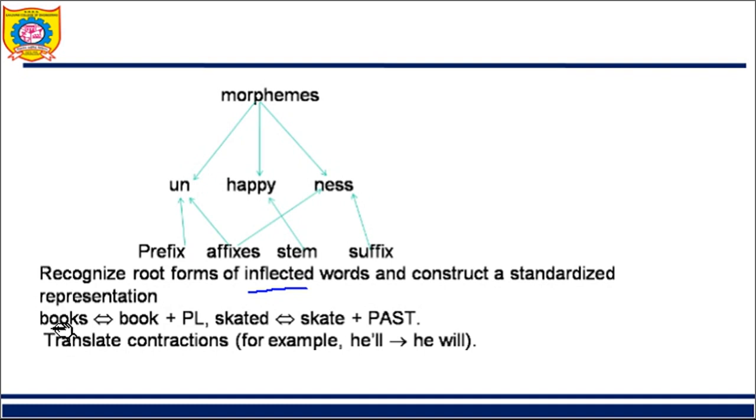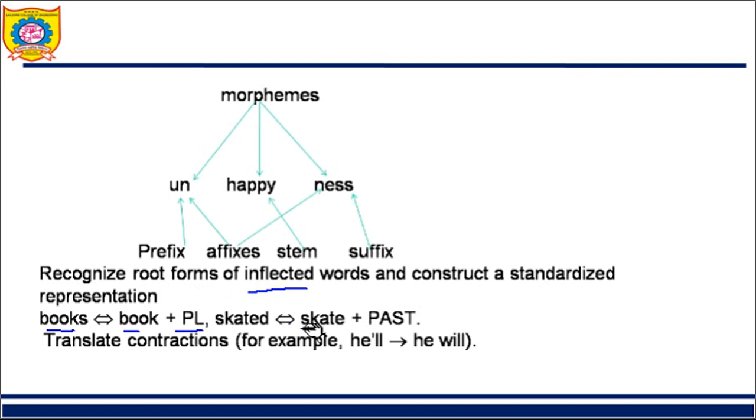Okay, so my example is books. Books is equal to book plus PL. PL is short form for plural. So my root form is book, plus what did I append? I appended PL so as to make it plural. So this is the standardized representation. I have to represent it in this fashion.